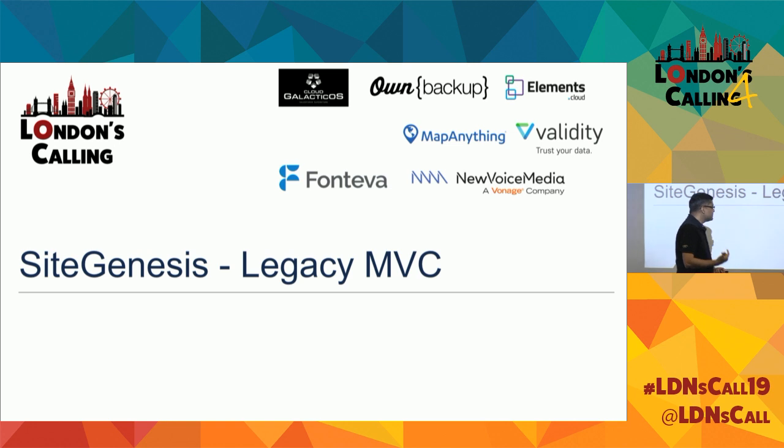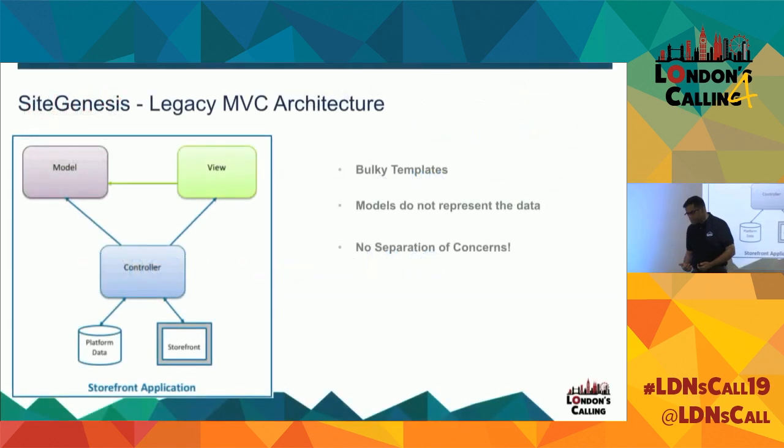So let's understand what was the legacy architecture and why Salesforce needed to change that legacy architecture. It was called Site Genesis. It was an MVC implementation, but it was not a pure MVC implementation. The view layer was a language called ISML, which is Internet Store Markup Language. This dates back several years to the world of Demandware.